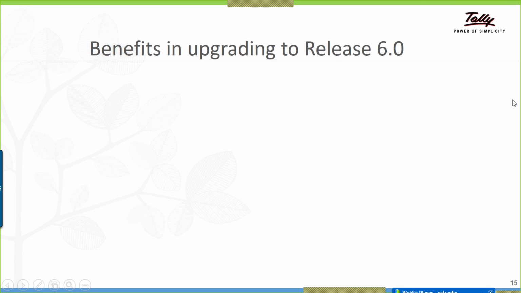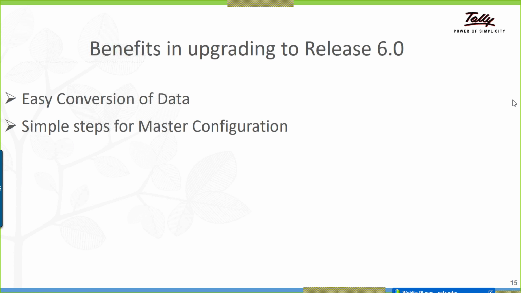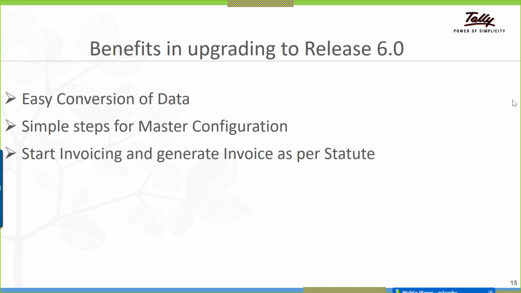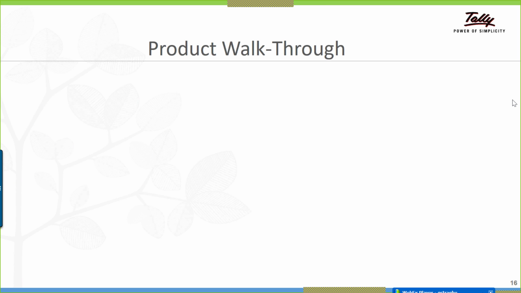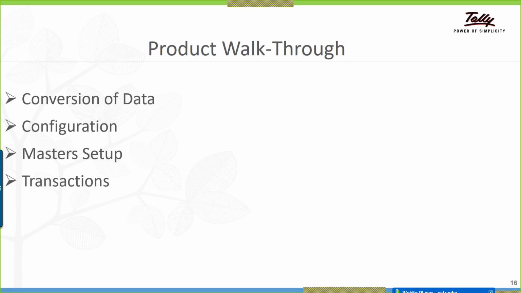Benefits of upgrading to release 6: easy conversion of data, simple steps for master configuration. You can create an invoice and generate the invoice as per the statute, and extract required reports and returns. So now we will go to the product and experience the data migration, configuration, master setup, transactions, and report and filing. Fine. So I'll go to the product now.